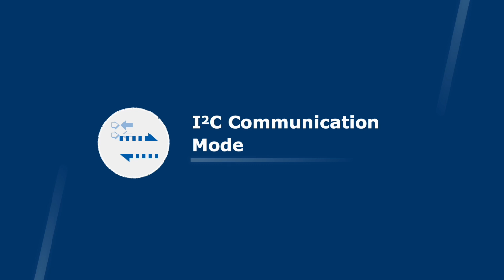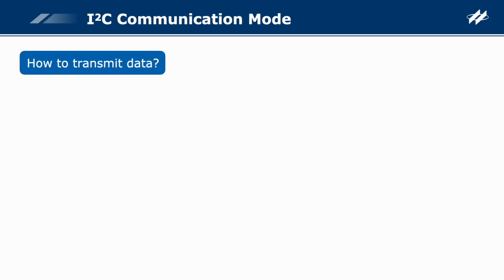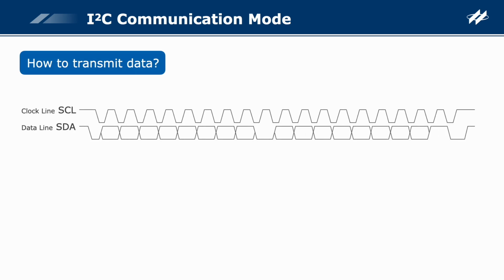I²C Communication Mode. So how is the data transmitted? Firstly, the SCL line of the I²C communication is used for clock signal transmission, which is generated by the master. The SDA line is used for data transmission. The data transmission requires 4 steps.